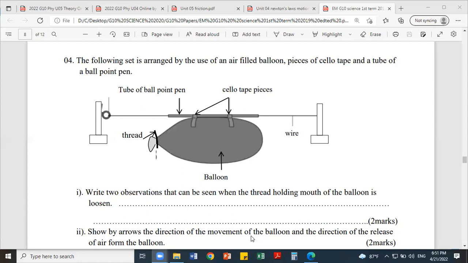Any volunteers? What is the answer for part 1? Two observations. What are the two observations? One observation. When you open the thread of the balloon, who can give me one observation?